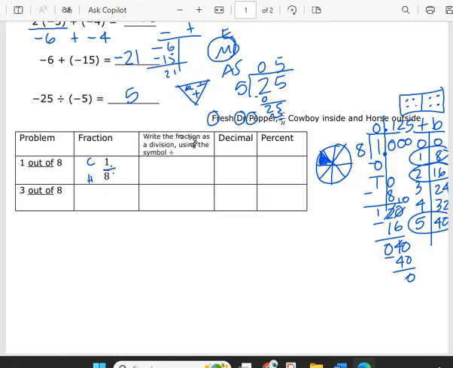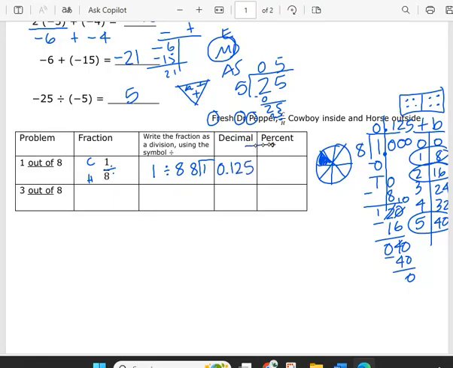So the fraction as division is 1 divided by 8. Okay, 1 divided by 8, like that. The horse stays outside of the house. The decimal, we already have it.